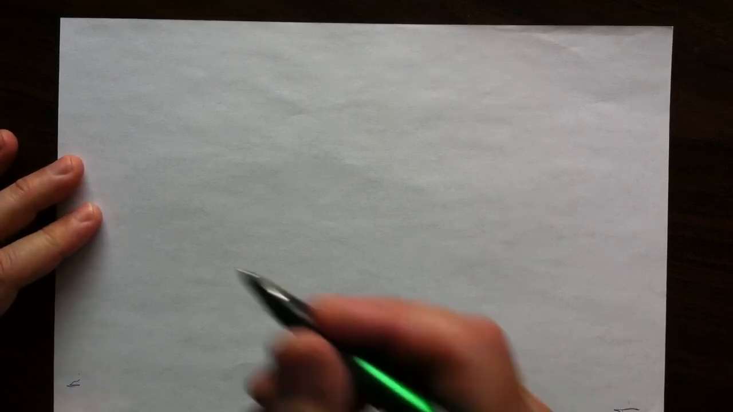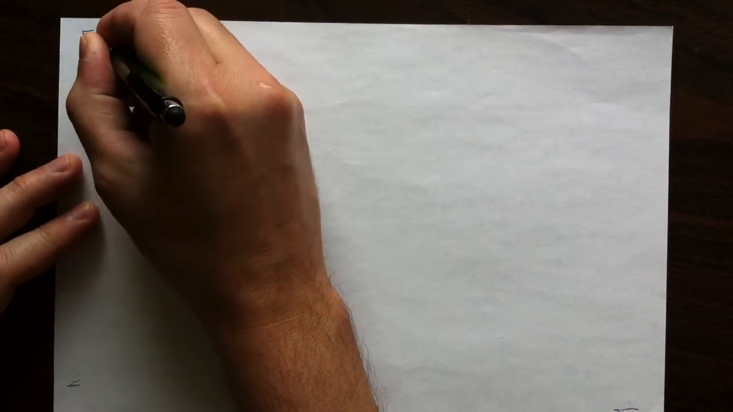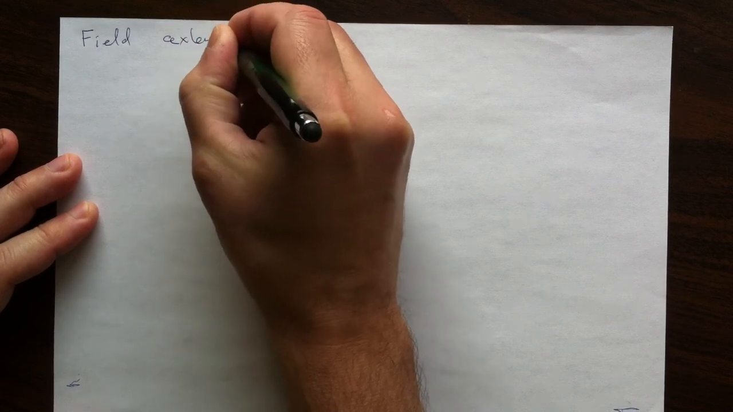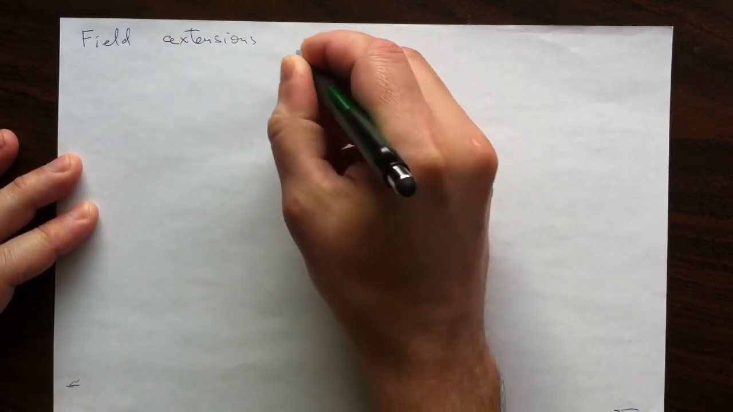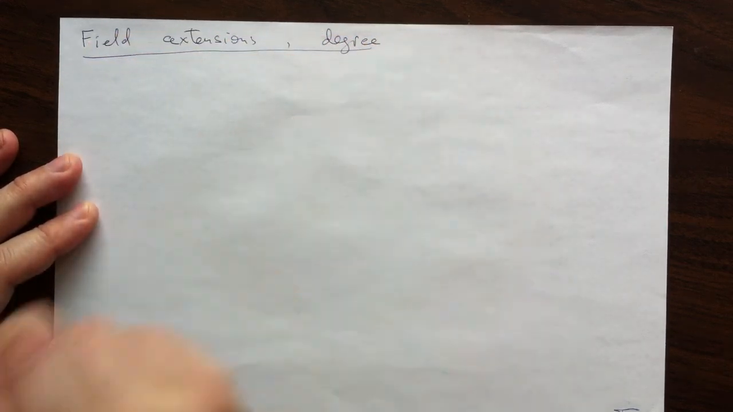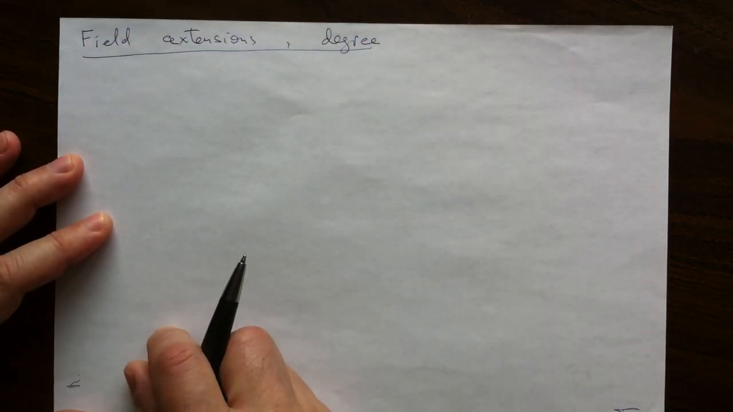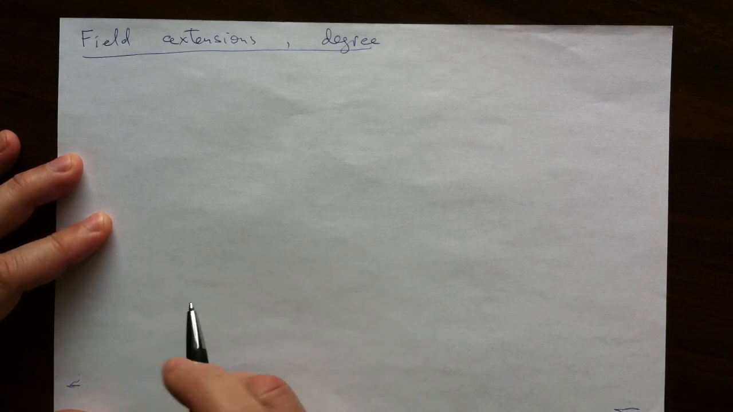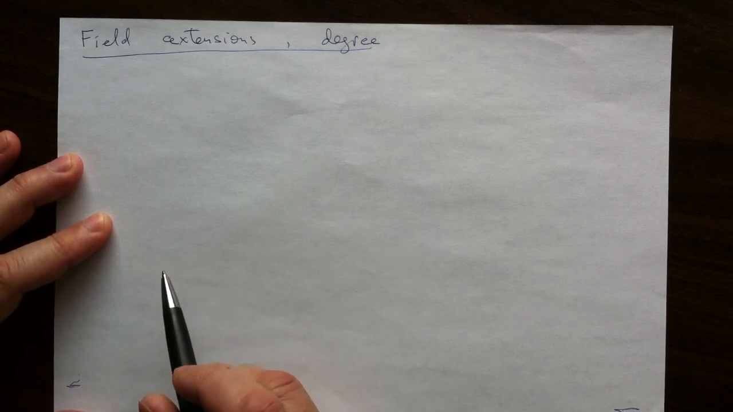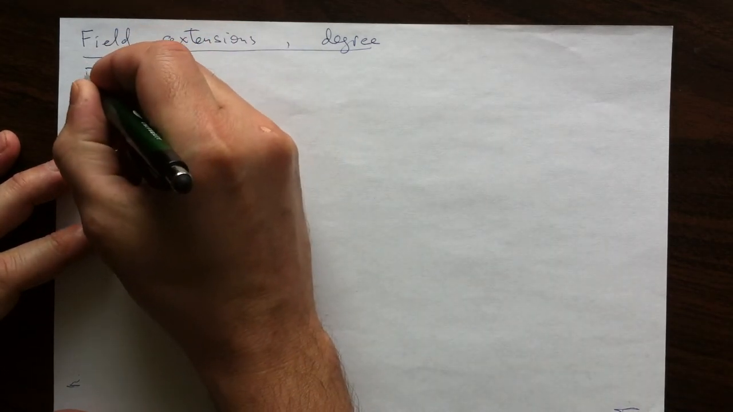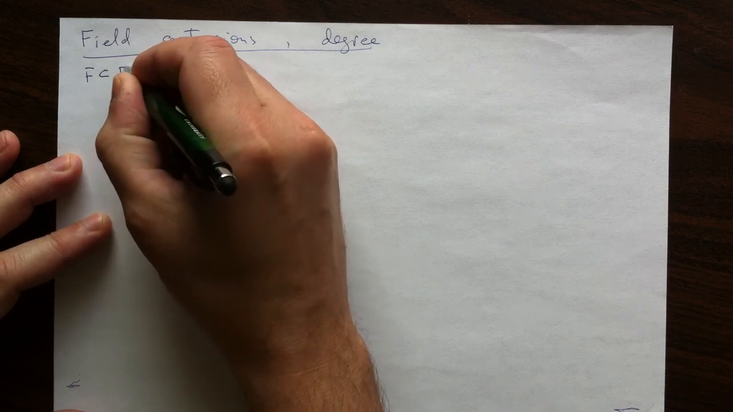Hello. This video is about field extensions and the notion of the degree. Before we talked about smallest possible fields called prime fields, and any field in the universe contains one of those. So let's look at the situation when one field sits inside another.